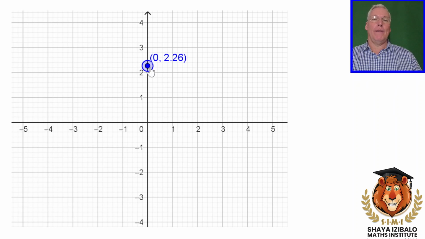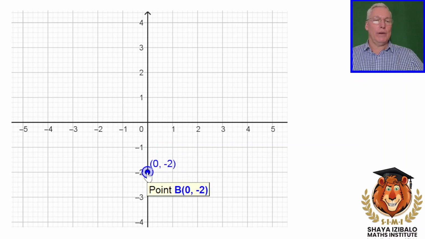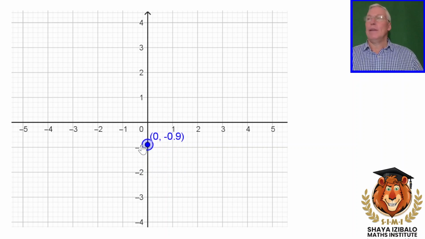Here's a point on the y-axis. And we'll notice that no matter where we drag it, its x value is 0. Okay, right. So let's turn those points off.